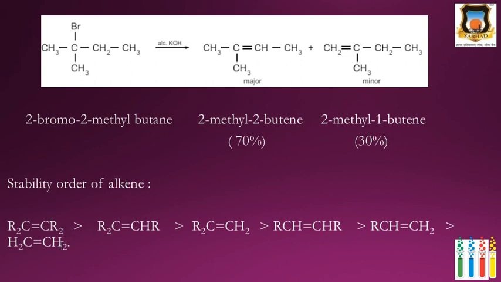Then stability order of alkene: tetrasubstituted alkene is more stable than trisubstituted. Trisubstituted is more stable than disubstituted. In case of disubstituted, the order is this: when the only one doubly bonded hydrogens are substituted by alkyl group, then it is more stable than this. Then second monosubstituted and ethene.